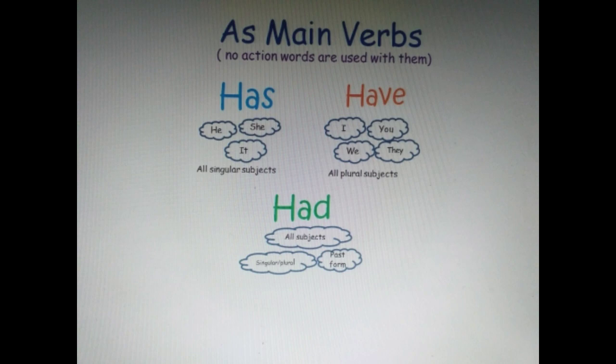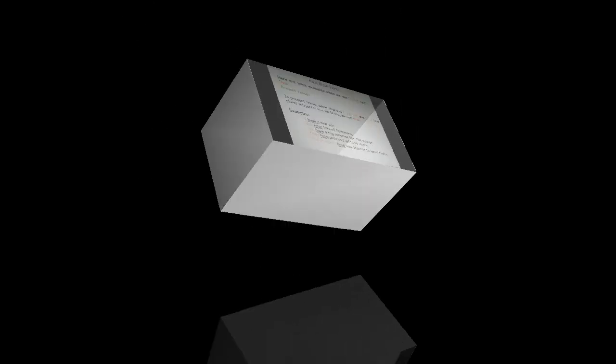I also use have as a verb. So we say I have. And also you, we use have when we have you as subject. So we say you have. Now, had is used for all subjects, singular or plural. This is the past form of both has and have.